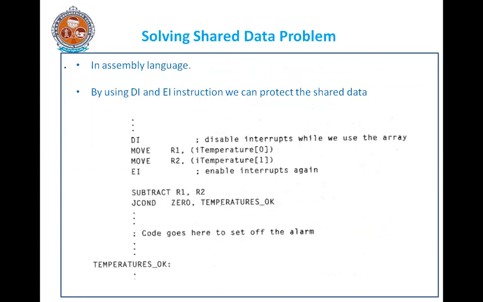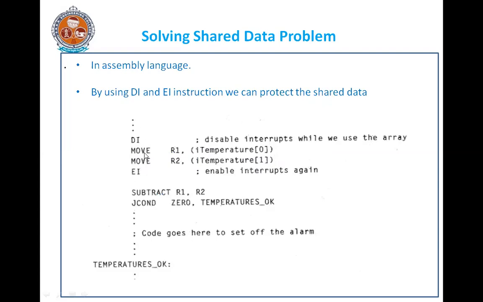This is how we can write it in assembly language. By using the DI and EA instructions, we can protect the shared data. DI is used for disabling the interrupts while we use the array, that is, the temperatures. First of all we disable the interrupts. Move R1, iTemperatures of 0, and next move R2, iTemperatures of 1. Before reading the two temperatures, first of all we disable the interrupts, then we read the two temperatures, and then we enable the interrupts again with the EA instruction.